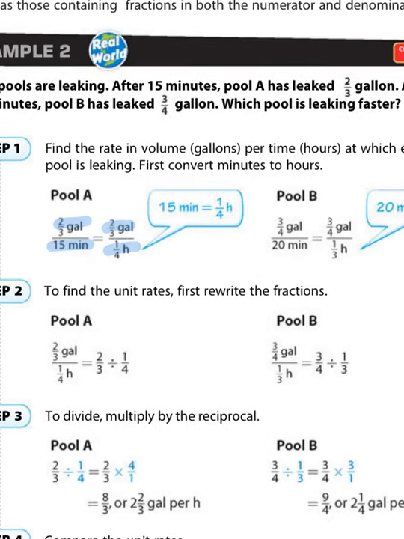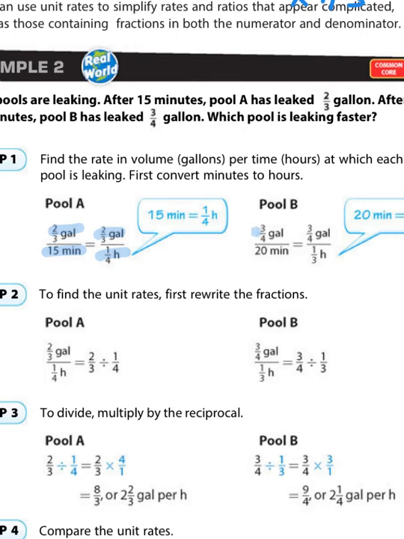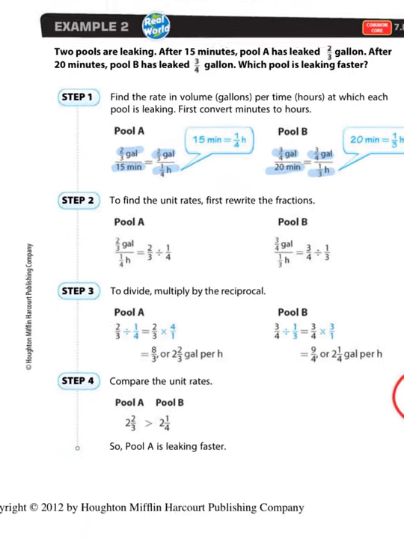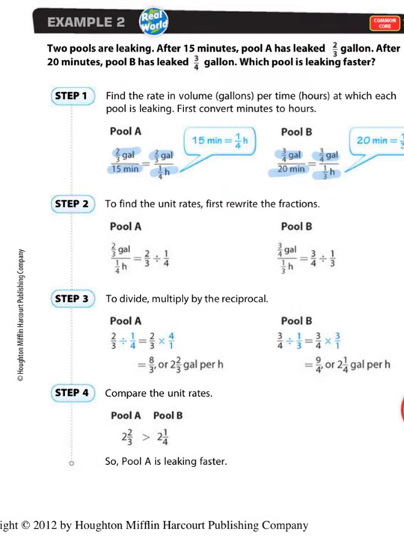And let's set up a ratio for pool B. We know it's leaking 3/4 of a gallon in 20 minutes, which is the same thing as 3/4 of a gallon in 1/3 of an hour. All right, now we need to find the unit rates. Another helpful trick when we're finding unit rates is that since we know that the second ratio is going to be over 1, anything divided by 1 is itself. So whatever I get to this division problem is going to be that number over 1. So we can always just multiply it out to get our unit rate.